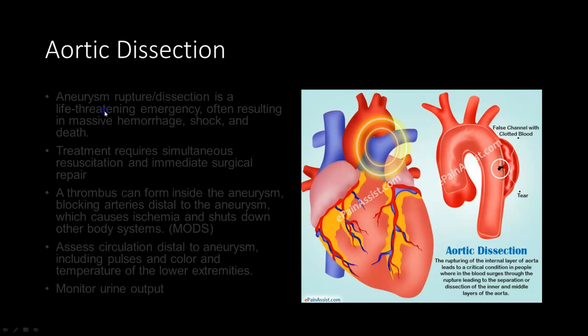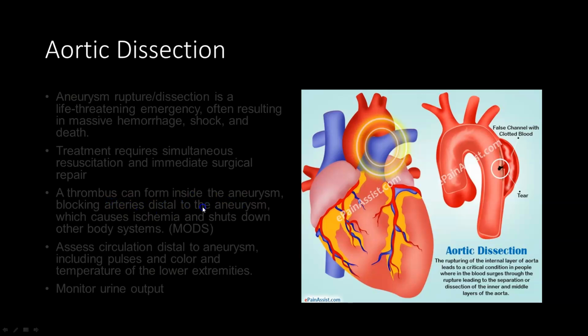What we want to look for, we know that a rupture, a dissection is a medical emergency. It's going to be massive hemorrhaging, shock, and death. You have to get them to surgery immediately, so you have to recognize signs and symptoms very early on. Because you do have issues with blood pooling and coagulating, you can end up with that thrombus.